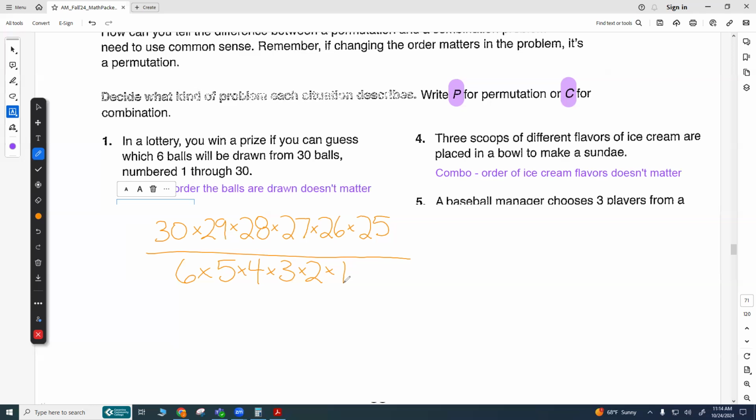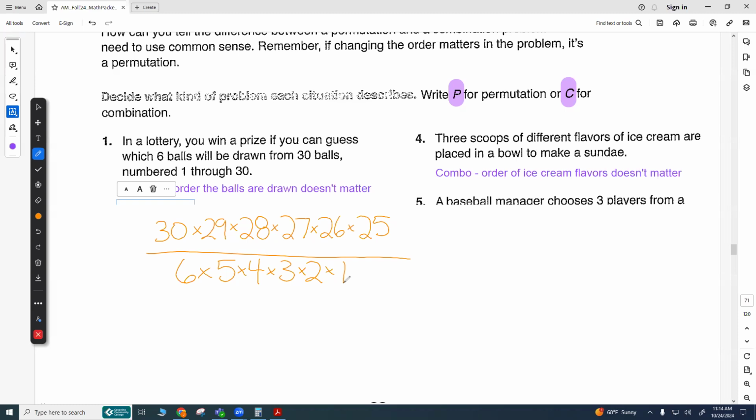I'm going to say that's probably not the right answer. Or I should start playing the lottery. 593,000. Is that just the top number or did you do the dividing? Okay. I believe you.